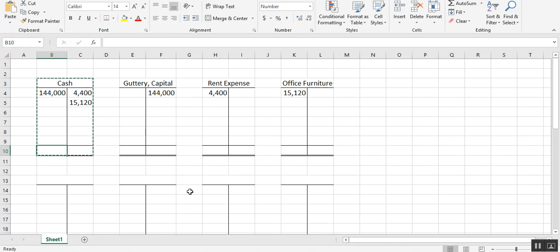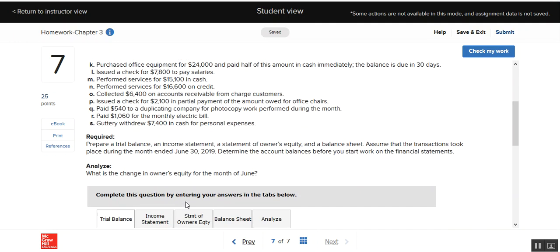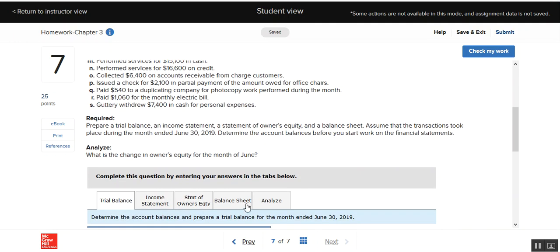When you get ready to total those, you're going to add both sides and take the difference. So right now, my cash is $144,000, and then subtract out those credits. Right now my cash is $124,480. Capital is $144,000, rent is $4,400, and office furniture is $15,120. You're going to go through this process and make a T account every time you need one until you get through all of these transactions. Once you get that done, you'll be ready to do your trial balance.